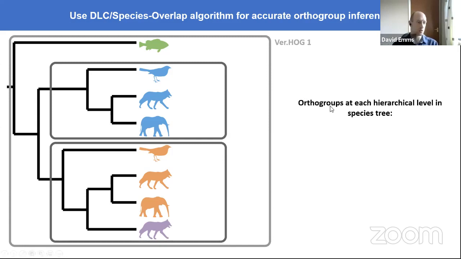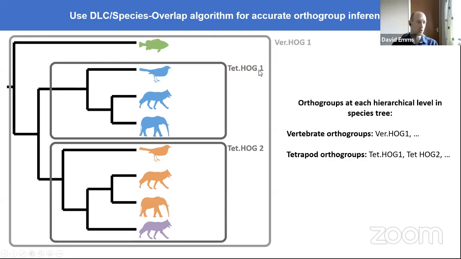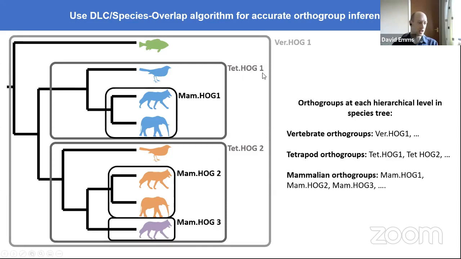So we can take this tree and identify, well, we've got one vertebrate orthogroup here, but it contains two orthogroups at the tetrapod level. And it also contains these three orthogroups at the mammalian level. So that's in the latest release now. That gives you these hierarchical orthogroups at every single level in your species tree.